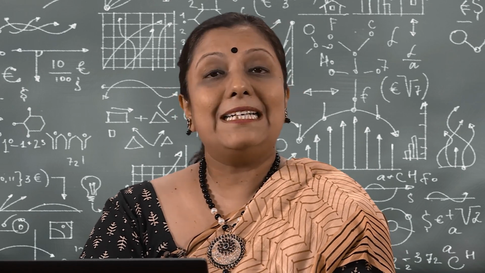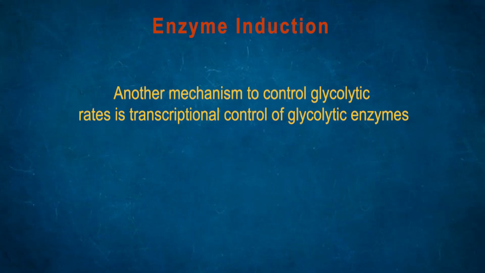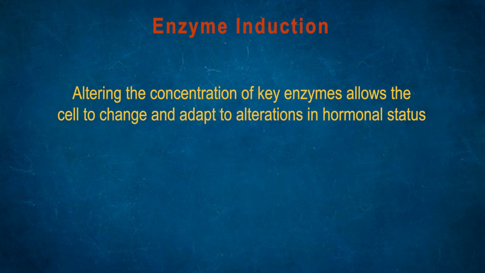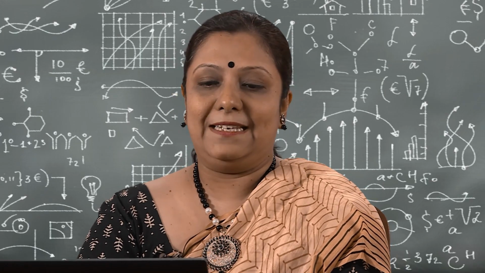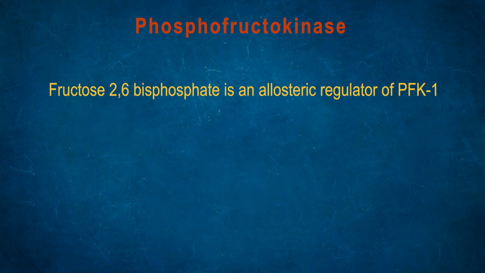Enzyme induction. Another mechanism to control glycolytic rates is transcriptional control of glycolytic enzymes. Altering the concentration of key enzymes allows the cell to adapt to alterations in hormonal status. For example, increasing glucose and insulin levels can increase the activity of hexokinase and pyruvate kinase, therefore increasing the production of pyruvate. Phosphofructokinase. Fructose 2,6-bisphosphate is an allosteric regulator of PFK1, or phosphofructokinase 1.